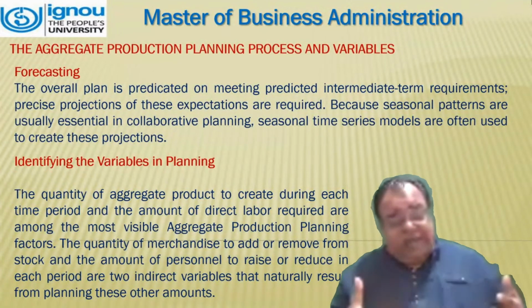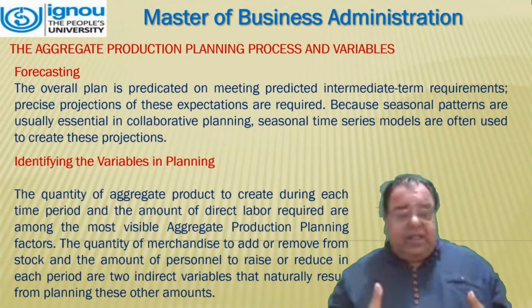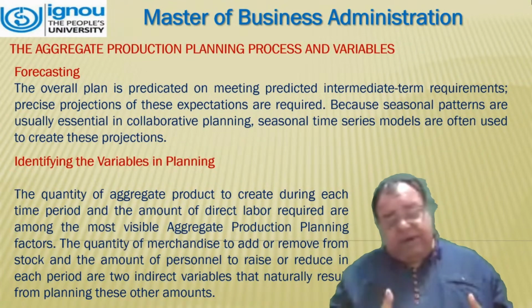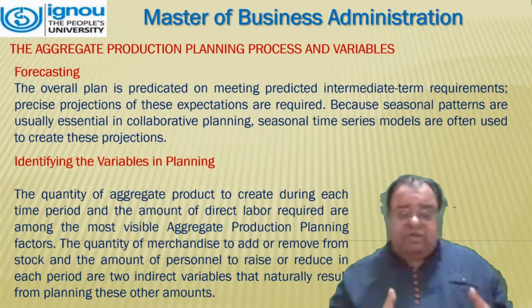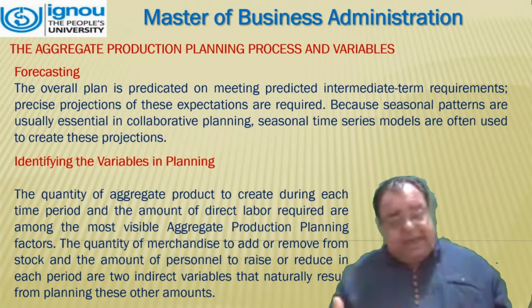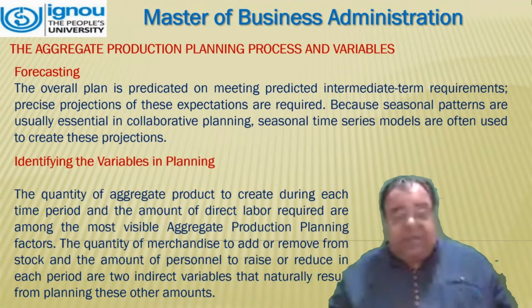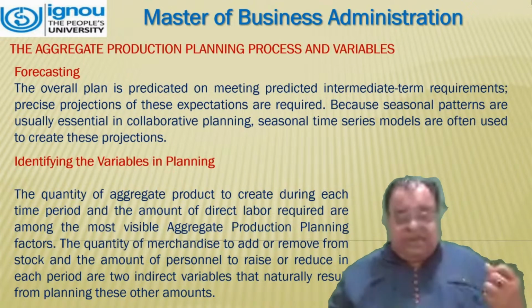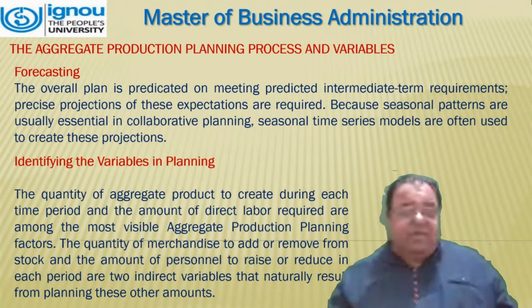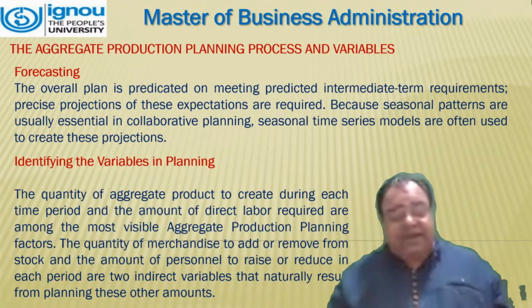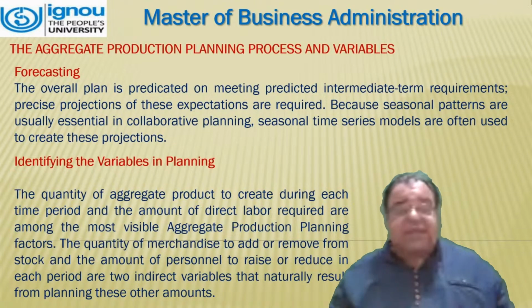Then comes identifying the variables in planning. The quantity of aggregate product to create during each time period and the amount of direct labor required are almost the same. Visible aggregate production planning factors. The quantity of merchandise to add to or remove from stock and the amount reduced in each period are two different indirect variables that naturally result from planning these other amounts.